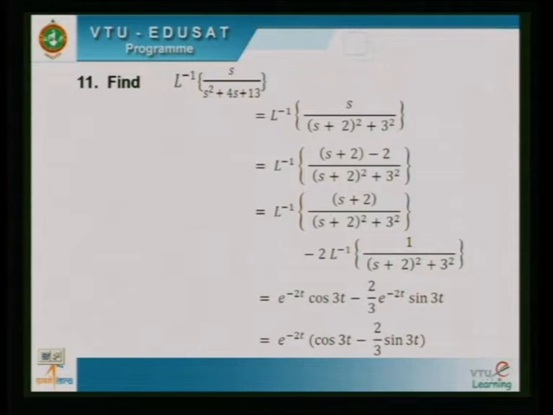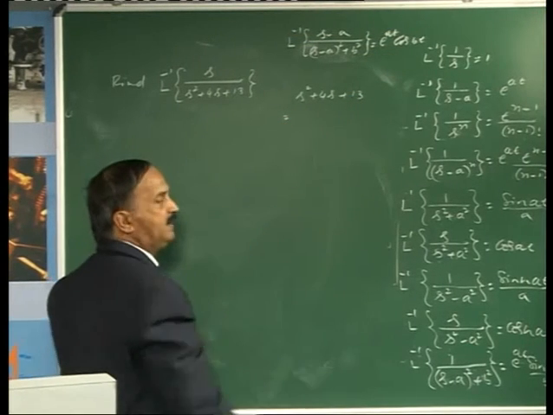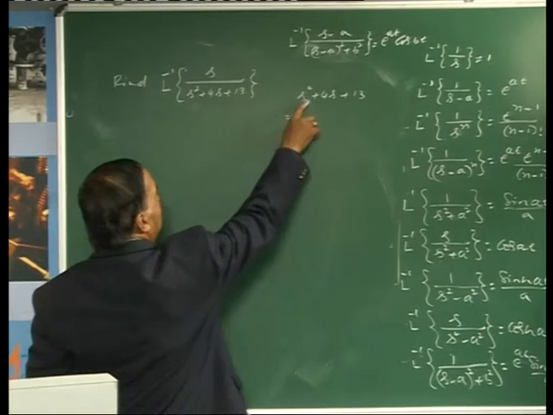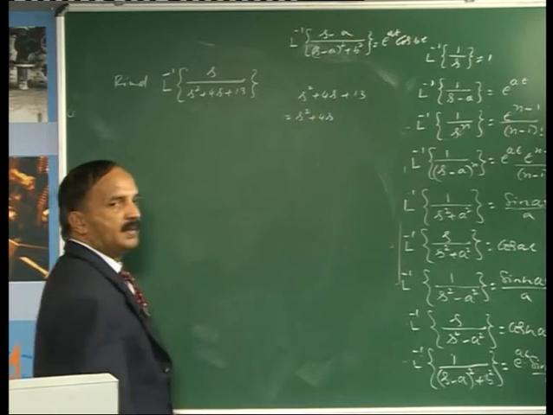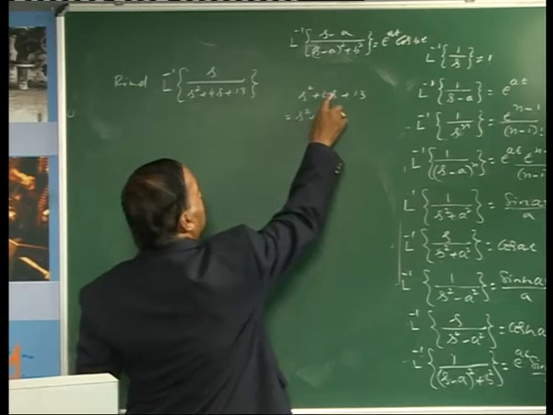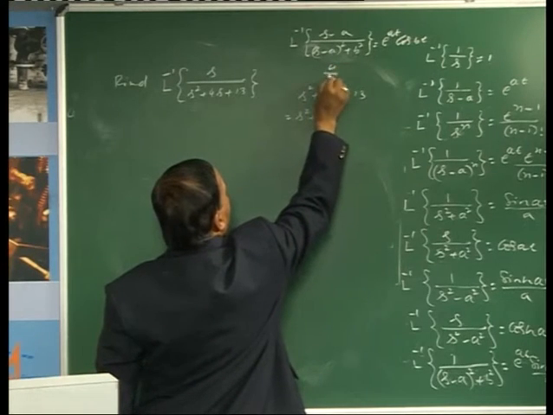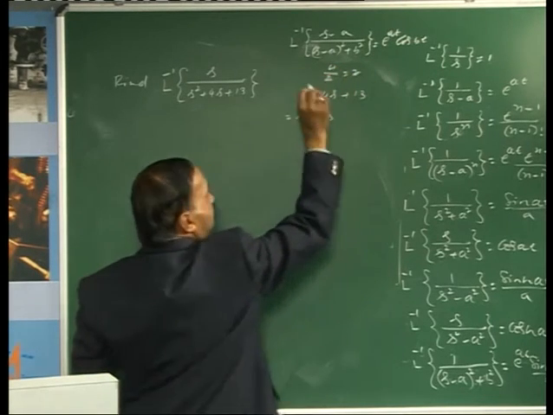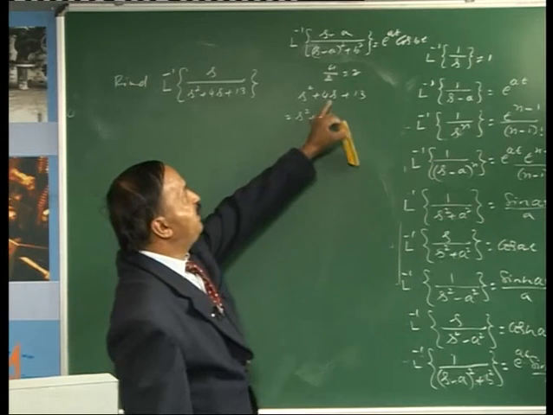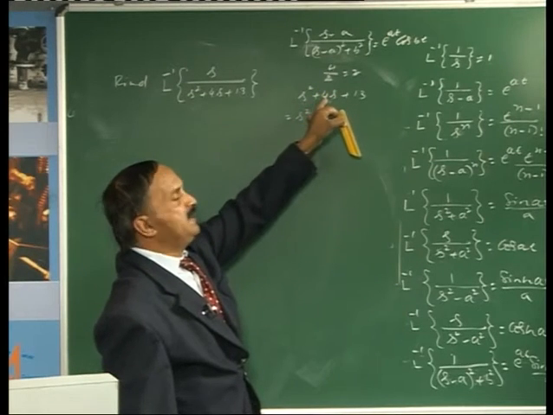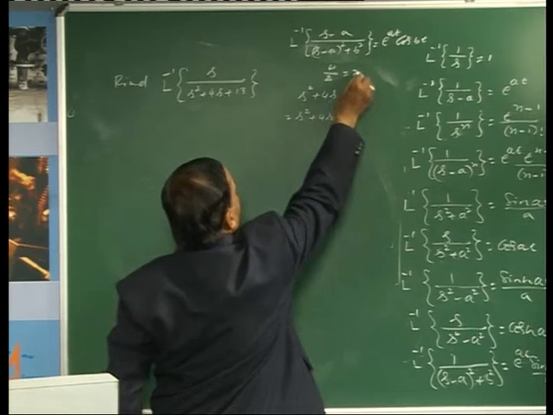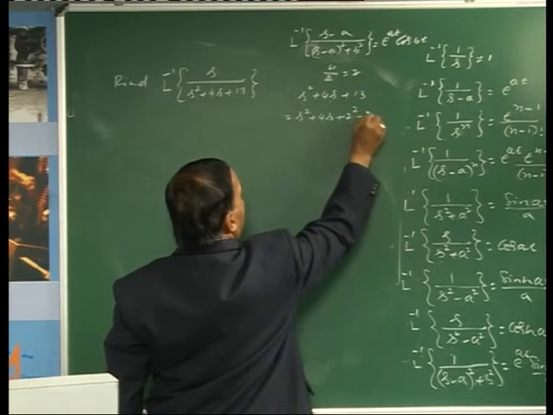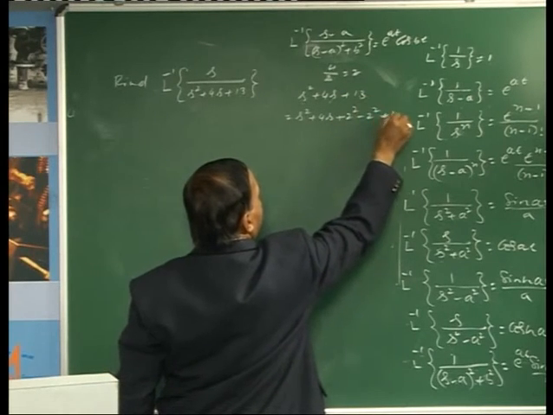So S square plus 4S plus 13, by the completing the square method, you write the first two terms as they are, S square plus 4S. The coefficient of S is 4, so divide it by 2, you will get 2 here. That means square of this number: plus 2 square minus 2 square plus 13.